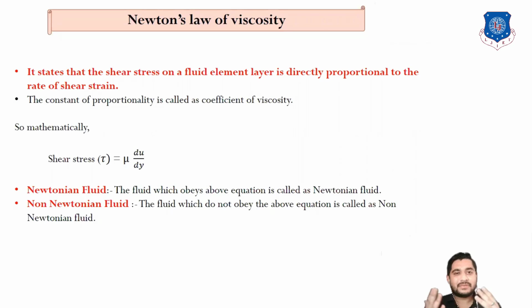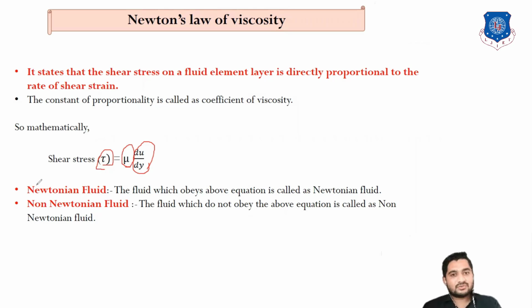Now let us understand a small topic, Newton's law of viscosity. It is a very basic law of fluid mechanics. According to Newton's law of viscosity, shear stress tau is directly proportional to rate of shear strain. I repeat, shear stress tau is directly proportional to rate of shear strain. As we have already seen, if we remove the proportionality sign, then dynamic viscosity comes into action. So tau is equal to mu du by dy, that is known as Newton's law of viscosity.